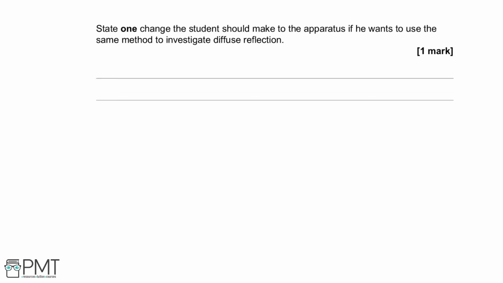And finally, state one change the student should make to the apparatus if he wants to use the same method to investigate diffuse reflection. If you didn't know, diffuse reflection is when the ray of light can be reflected at lots of different angles, so it's off a rough surface. So if you had a surface that was rough and you had your angle of incidence coming in here, then because it's rough, you don't know quite where it's going to go. It could go in any of these directions. So that's what diffuse reflection is.